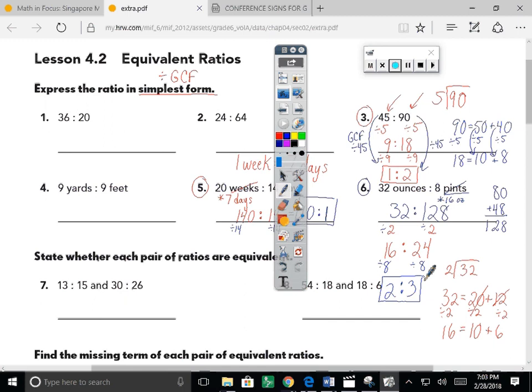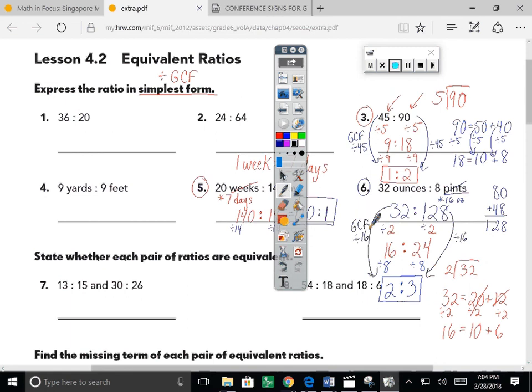Now, we took a couple steps to get there. What would be a quicker way? What is the greatest common factor that would actually have worked instead of dividing by 2 and then dividing by 8? Oh, I could have divided by 16. There are 2 groups of 16 in 32. And if I divided this 128 by 16, there are 3 groups of 16 inside. So if you're thinking of the greatest common factor, you would need to use 16 for this problem.